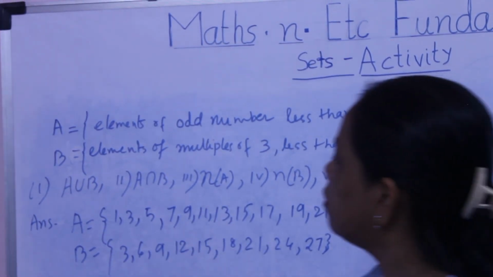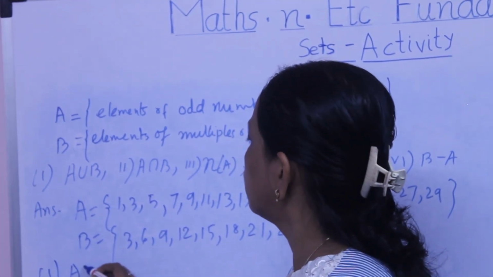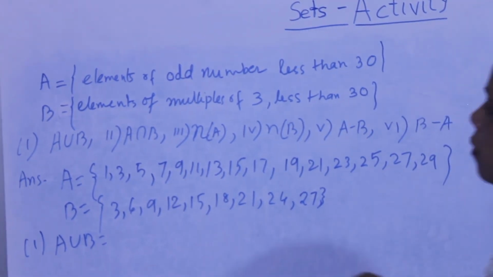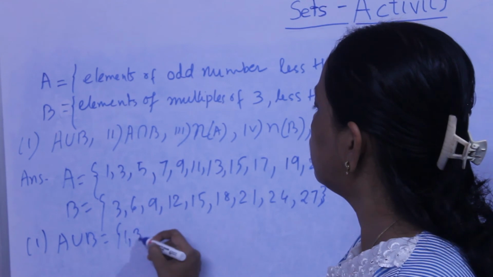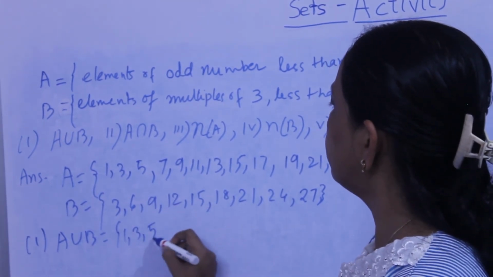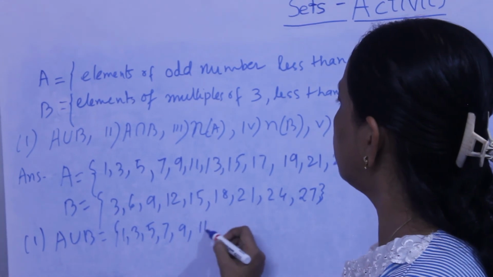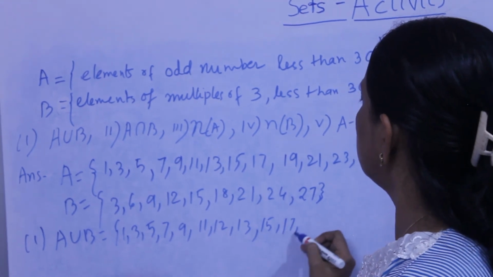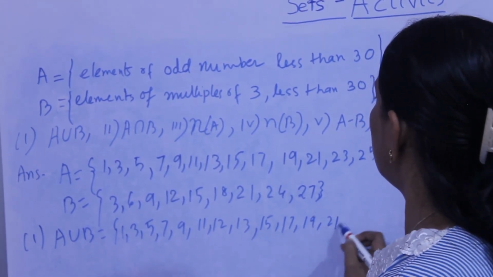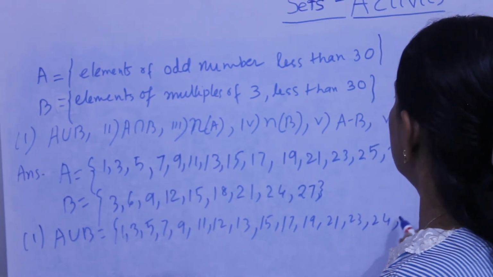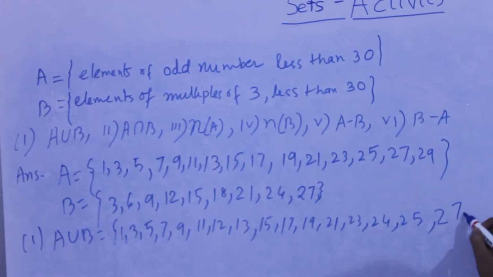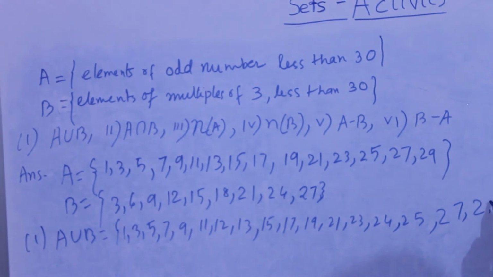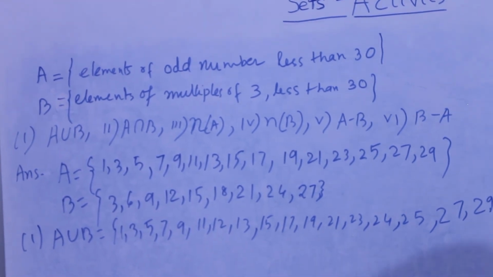Now A union B. A union B means we have to take all the numbers: 1, 3, 5, 6, 7, 9, 11, 12, 13, 15, 17, 18, 19, 21, 23, 24, 25, 27 and then 29.